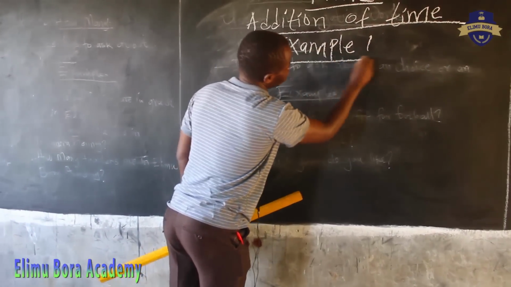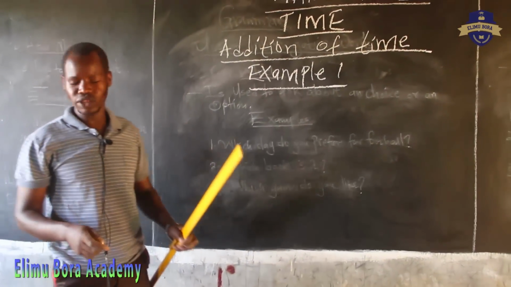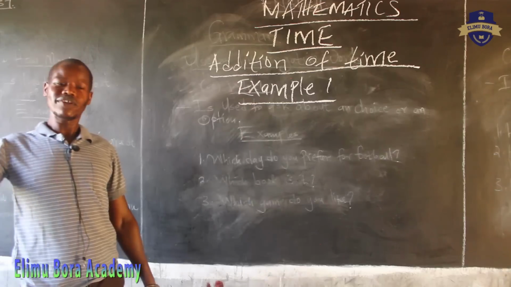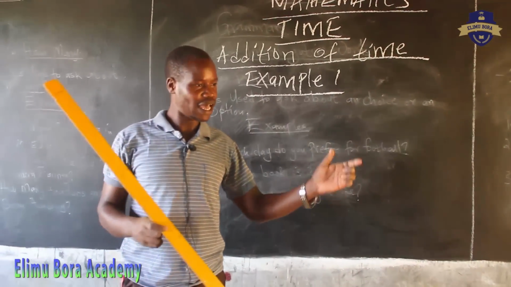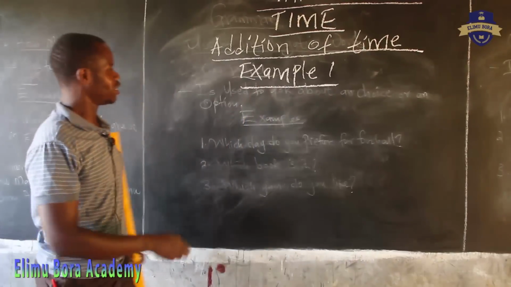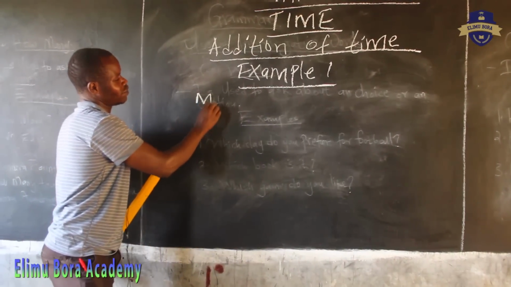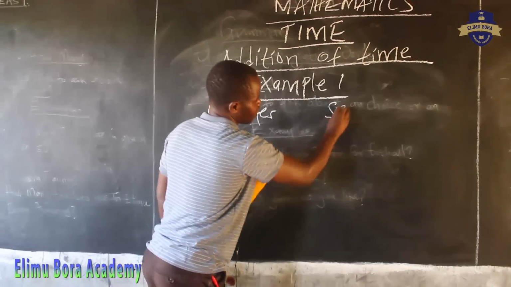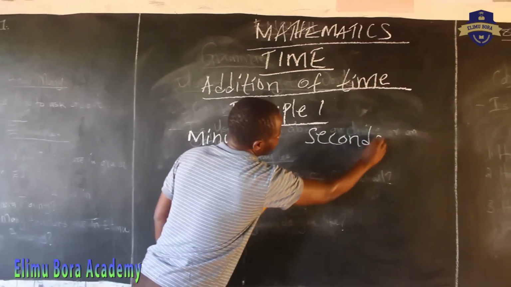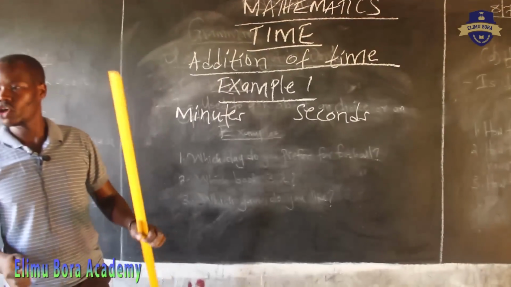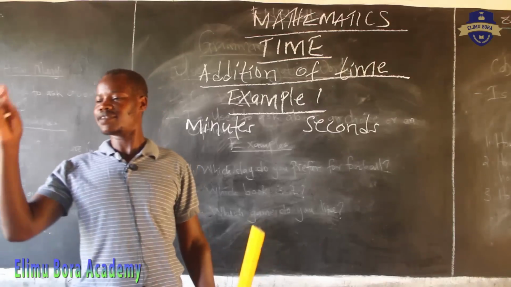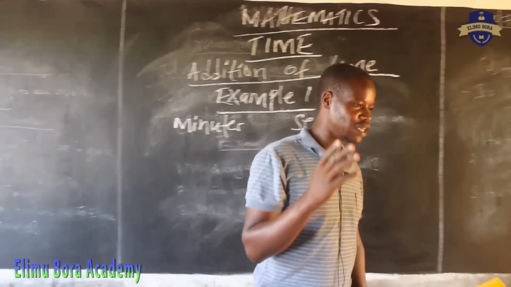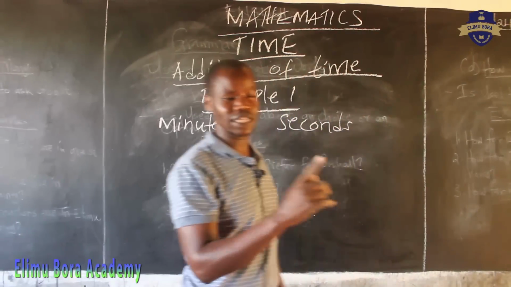Example 1. We have the units. When we talk of units, here we are talking of minutes and seconds. We have minutes, and then we have seconds. So 1 minute is the same as 60 seconds. 1 minute is equivalent to 60 seconds.